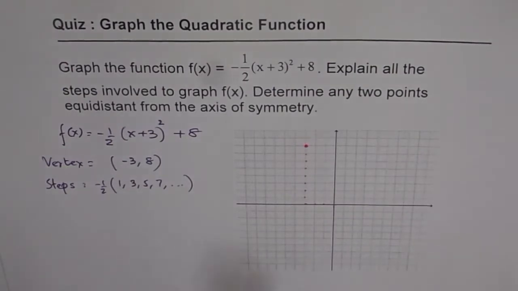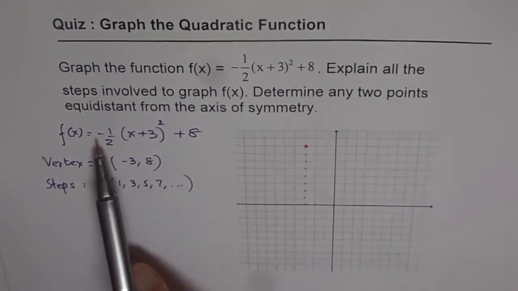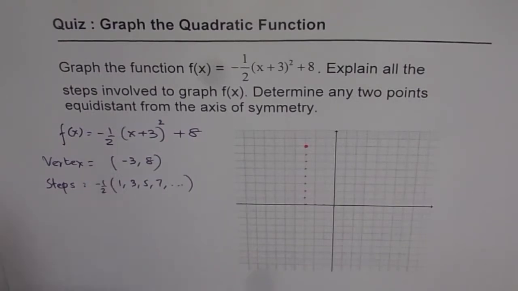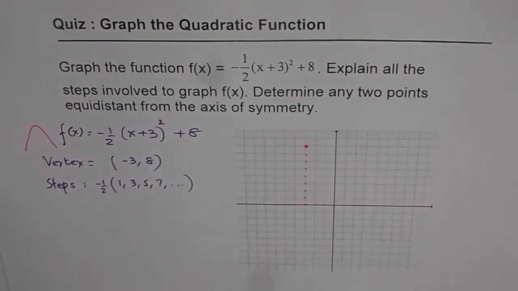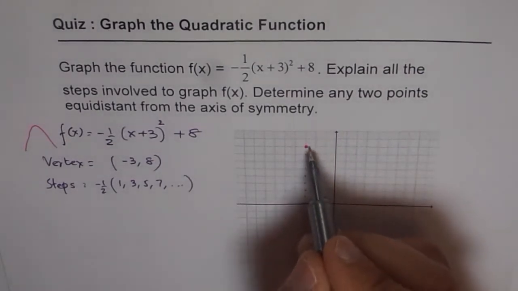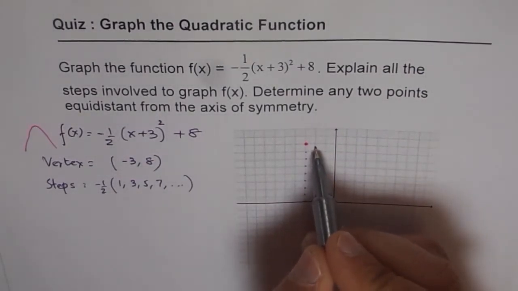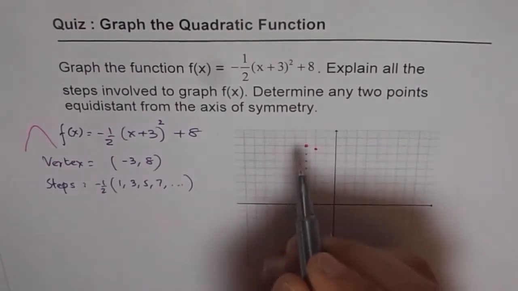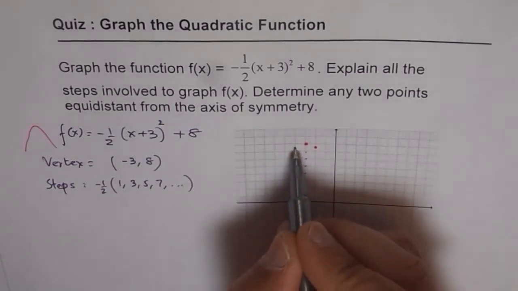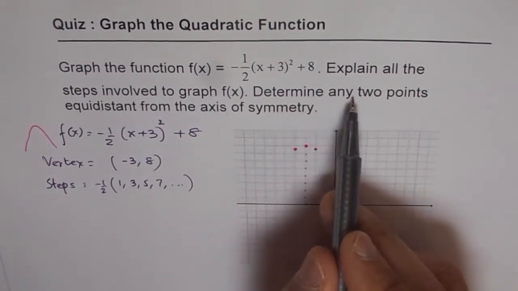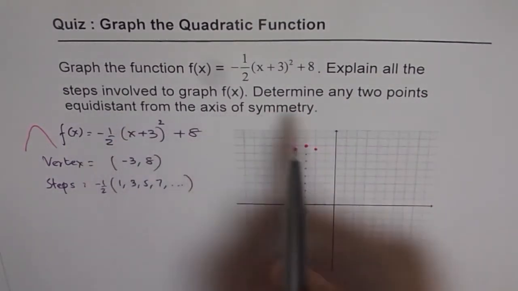Now from the vertex, you have to go these steps. Minus means coming down. This parabola, as you can see, is negative, so it opens downwards, right? So we have a maximum here at the vertex. So half. If you move 1 unit to the right, you have to move half the step, not full. So that is why you get this point. And this is also your axis of symmetry. So you get a symmetrical point right there. So you can determine any 2 points equidistant from the axis of symmetry.